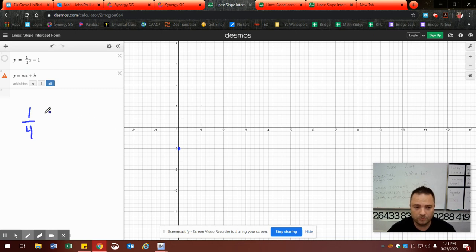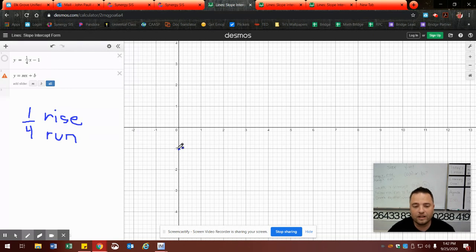So for example, the 1 was the rise, and then 4 was the run. Wow, this handwriting is very bad, but it's with a mouse, so it's okay. 1 was the rise and 4 was the run. Well, what does that mean?